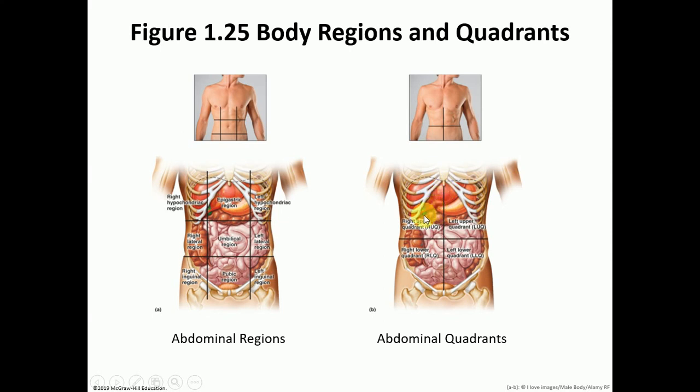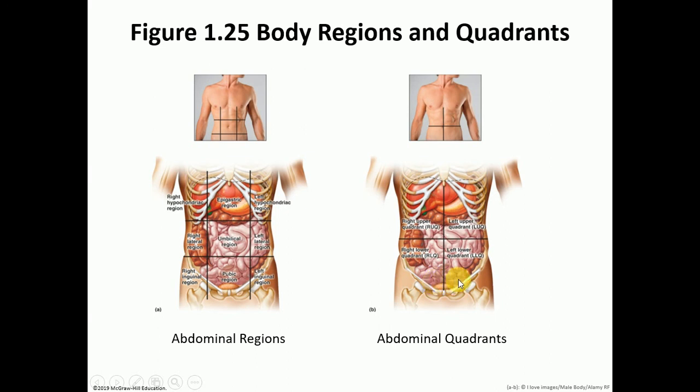But these quadrants are too big. And if the lesion is in the midline, for example, in the urinary bladder, what are we supposed to put this under? Are we supposed to put this under right lower quadrant or left lower quadrant? So we now have these abdominal regions to take care of that problem. Okay, so we have these nine regions.